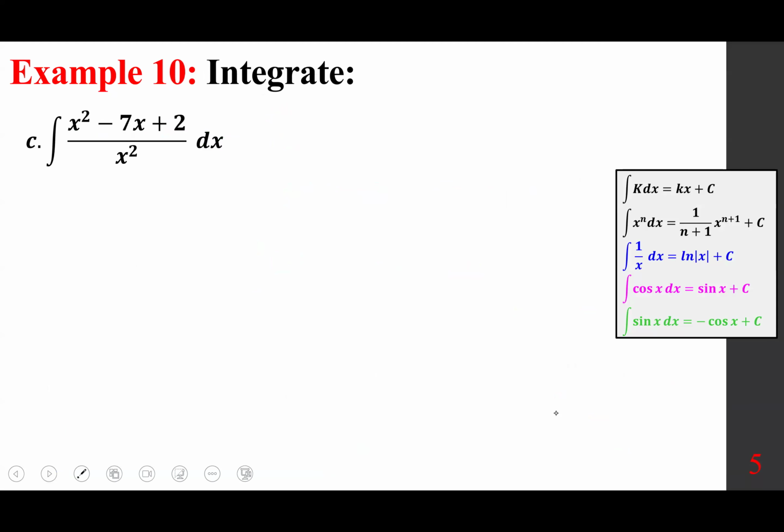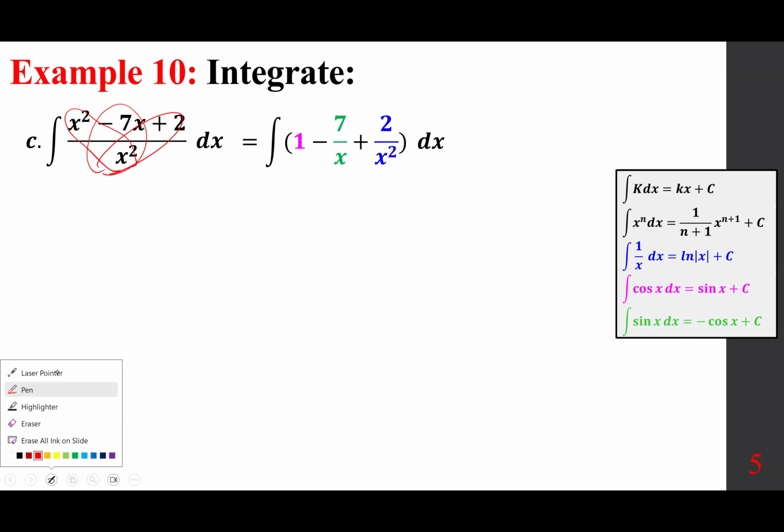What happens here? Again, the same technique as differentiation. We cut this into 3 fractions. This is x squared over x squared, just 1. Minus 7x over x squared, minus 7 over x, plus 2 over x squared. If we were differentiating, we would do the same thing. And of course, for differentiation, we would have changed this to 7x to the power of minus 1. We're going to change this to 2x to the power of minus 2, but we're going to write this for the sake of integration as minus 7 times 1 over x.